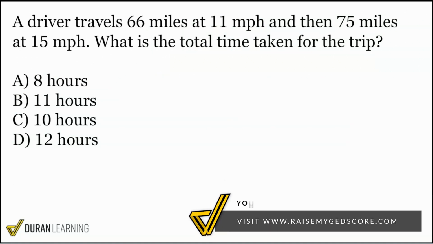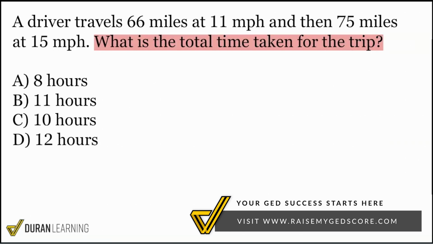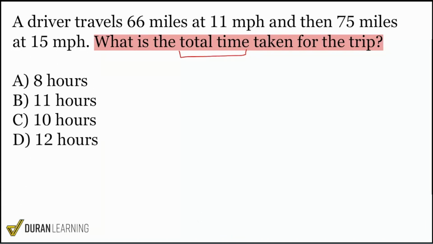Let's go ahead and ask ourselves first, what is the question? What are we trying to find here? And so when it reads, we see that it says, what is the total time taken for the trip? So clearly it says total time. What that means is there are potentially multiple parts to this trip. And so we need to find the time for the first part of the trip, the second part of the trip, the third part if there is a third part, and then we'll calmly add them all together.